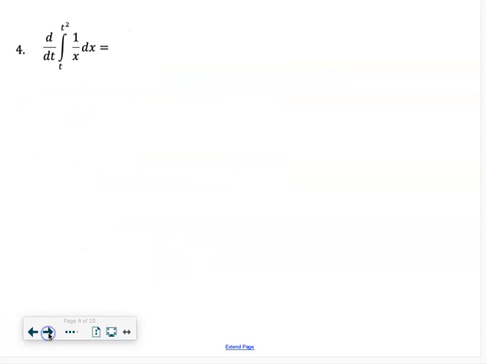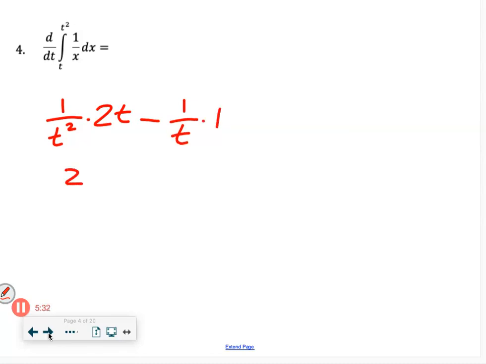Alright, moving on. Fundamental theorem of calculus part 1, FTC part 1, right? When you have a derivative of an integral with variables in your limits, you plug in the top limit times the derivative of the top limit, minus plug in the bottom limit times the derivative of the bottom limit. So you end up with 2 over t minus 1 over t, which is 1 over t.